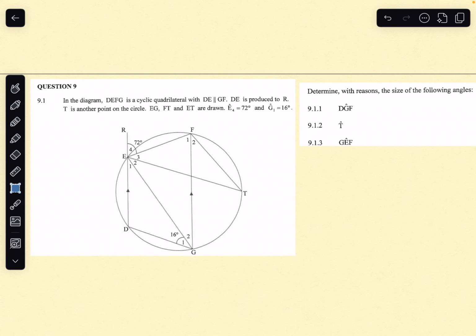In the diagram, DEFG, okay, so, Euclidean geometry, is a cyclic quad, with DE parallel to FG. Okay, so we're seeing some alternate angles, maybe some co-interior angles. DE is produced, or extended, to R, so this is a straight line. T is another point on the circle. Okay, so we've got some angles in the same segment maybe.